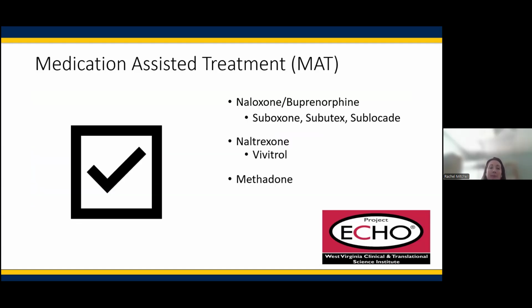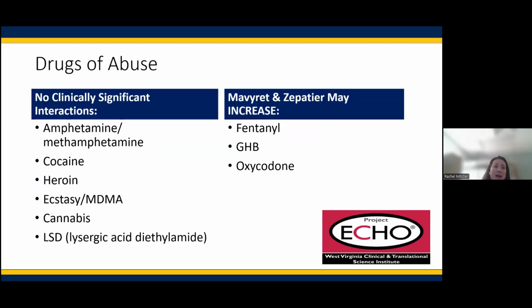And when it comes to your medication-assisted treatment or MAT, you're good to go. Don't have any major concerns with any of the direct-acting antivirals and our MAT meds across the board. So that's an easy slide.